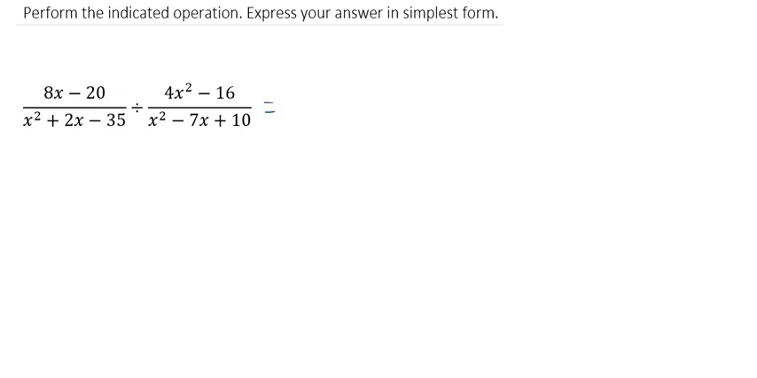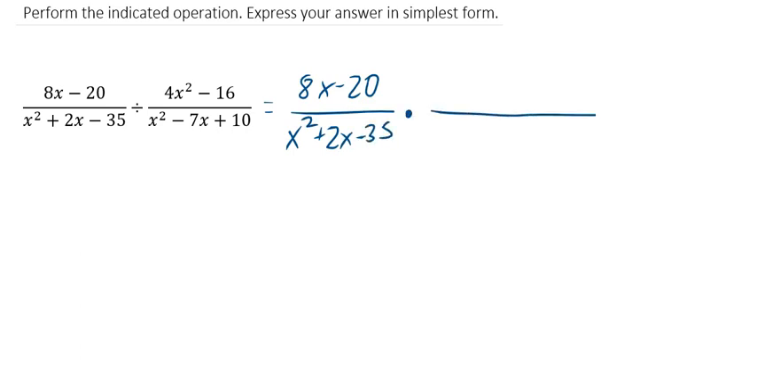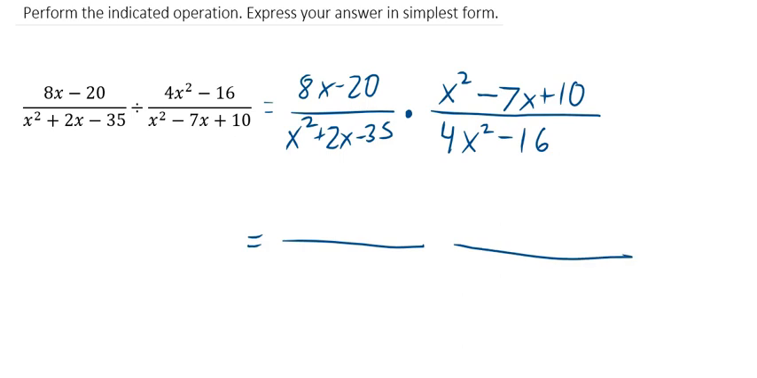Basically, I take my division and I keep the first rational expression. I change division into multiplication, and I flip the next one. What was in the denominator, the x squared minus 7x plus 10, is now in the numerator, and what was in the numerator, 4x squared minus 16, is now in the denominator. Then I go ahead and I do my multiplication by factoring everything.